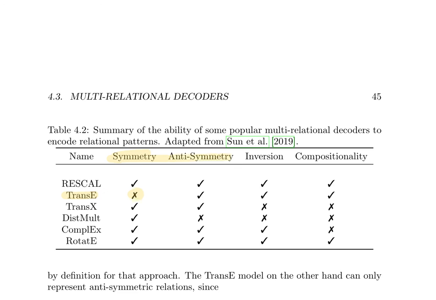And anti-symmetry, we can see that again, DistMult is going to have problems with that. For inversion, TransX and DistMult. And for compositionality, we know that TransE can do that, RESCAL can do that, RotatE can do that, and these three other methods cannot. And in practice, the choice of decoder also has a lot to do with the application at hand and the implications that come from the domain knowledge as well.